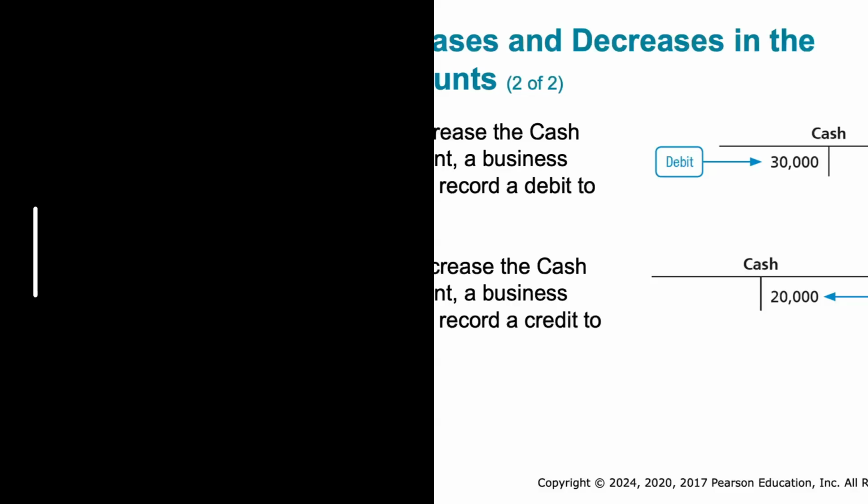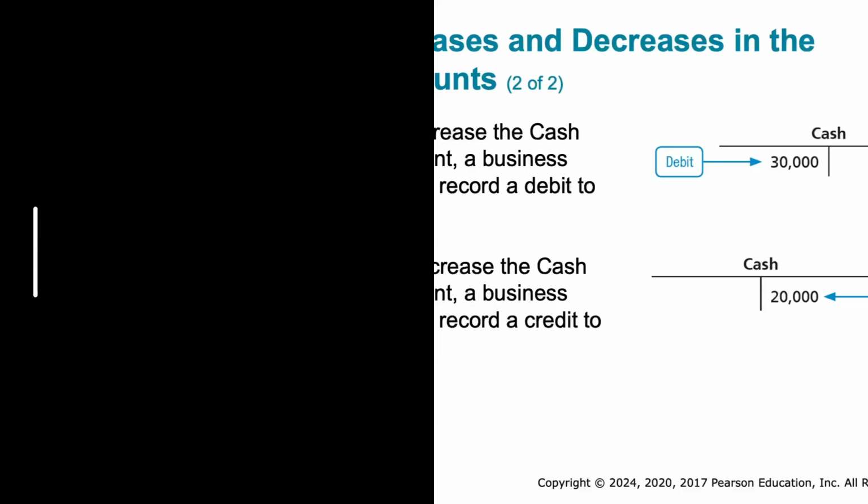So we see that in the asset realm, increases are a debit. To increase the cash account, a business would record a debit to cash. On the left side, debit. If we're increasing cash, it's going to be on the left side. It's going to be a debit. If we're decreasing cash, it's going to be on the right side. It's going to be a credit, right?